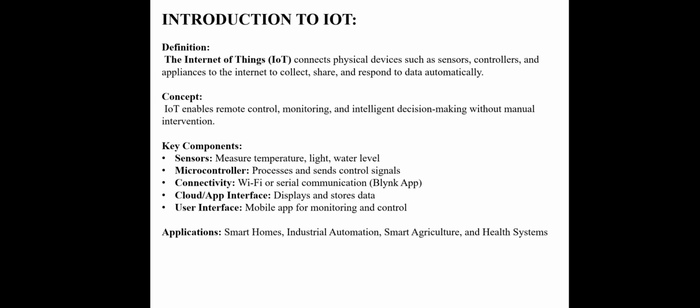Introduction to IoT. The Internet of Things is a technology that connects physical devices to the internet for real-time data exchange and intelligent decision making. In a home automation system, IoT enables applications like fans, lights, and water pumps to communicate through sensors and microcontrollers.